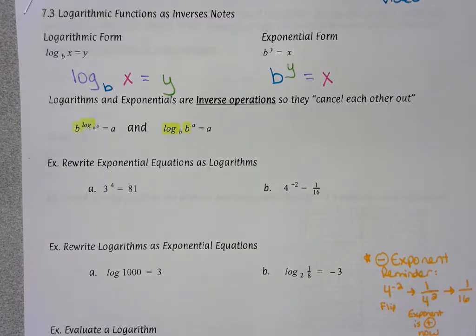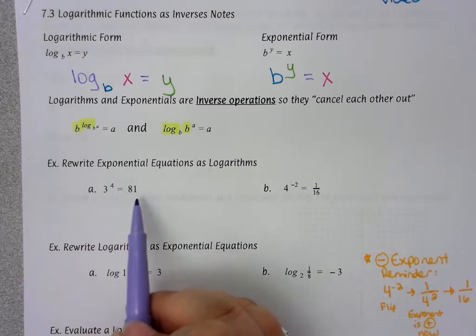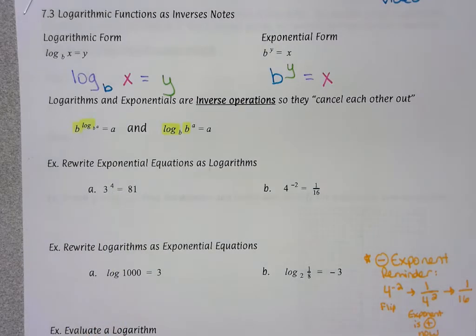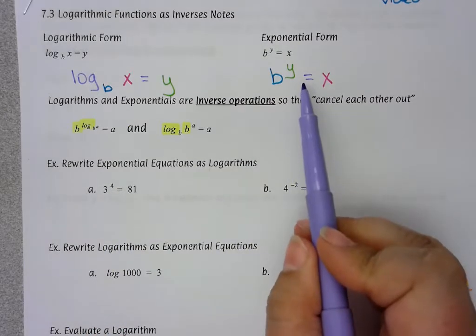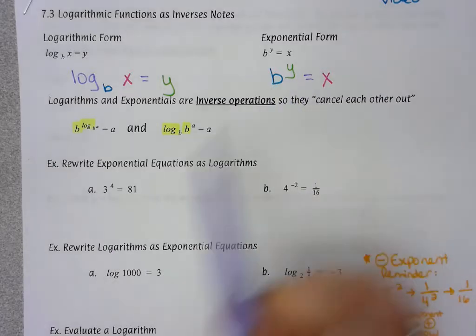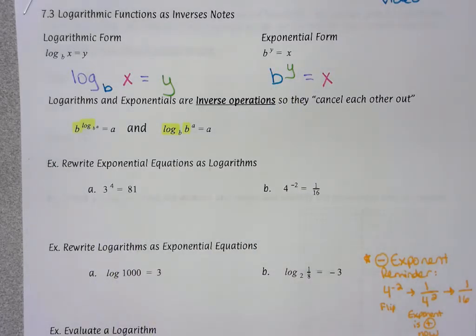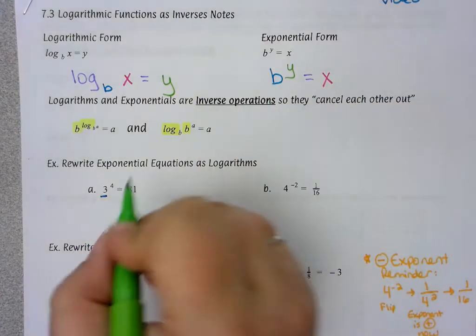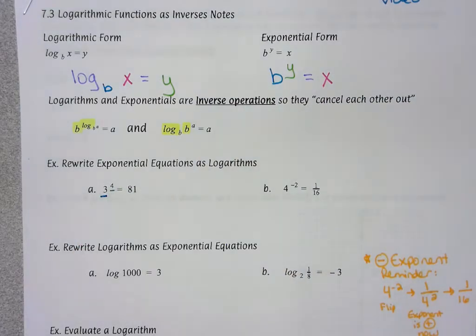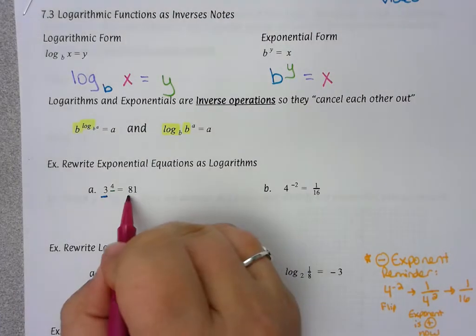So you'll notice in this problem, we have 3 to the 4th, and that equals 81. So this is an exponential form. So we've got our b, our base is 3. It's being taken to a power of 4, and right now it equals 81.